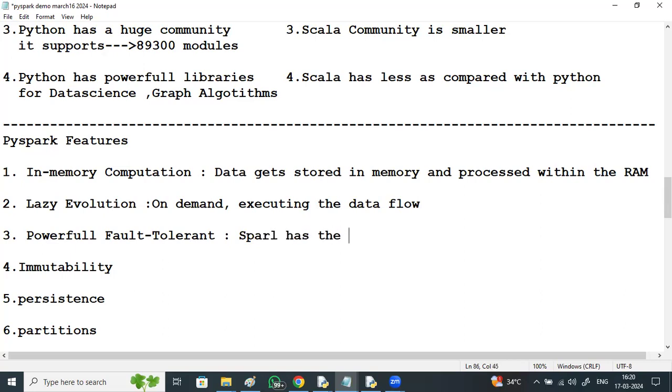What does powerful fault tolerant mean? Spark has the capability.